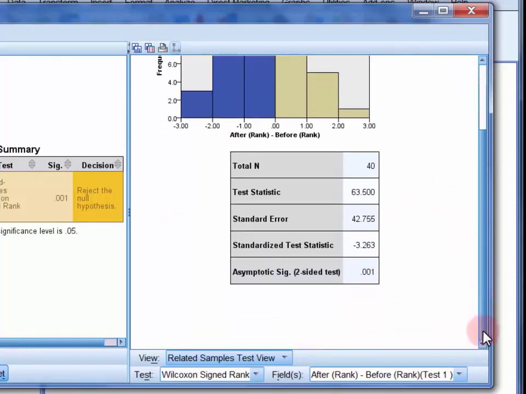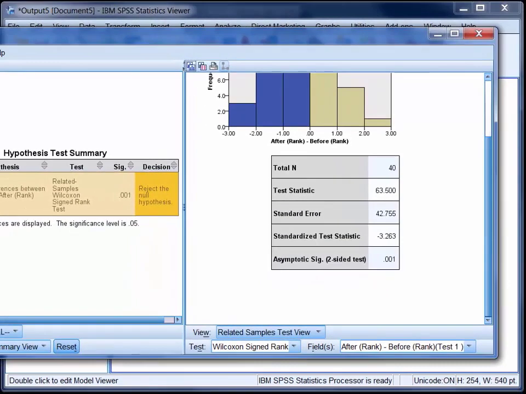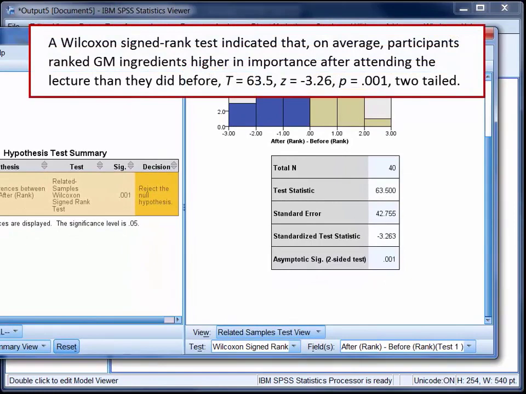In the table below, we have the information that we need for the write-up. Most specifically, we've got the test statistic, which we usually denote with an italicized capital T, the standardized test statistic, which is represented with an italicized lowercase z, and the significance level, which is 0.001. So you could write up the findings like this. A Wilcoxon signed rank test indicated that, on average, participants ranked GM ingredients higher in importance after attending the lecture than they did before.